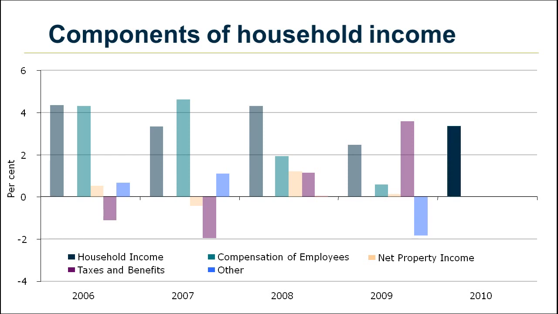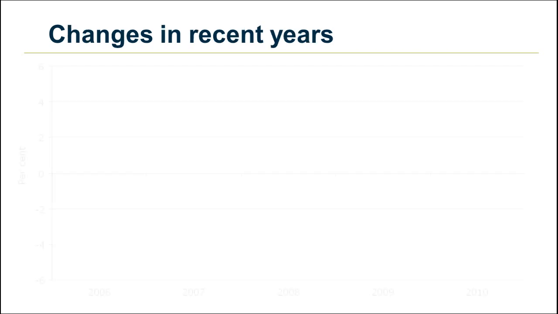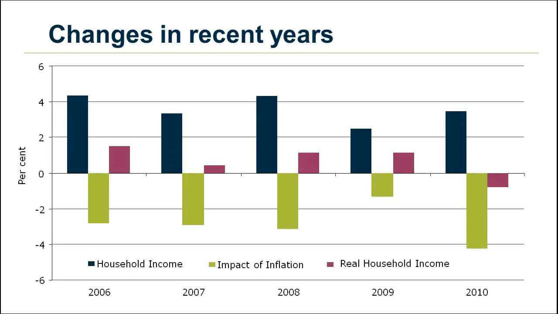In 2010, after the end of the recent recession, household income grew by 3.4%, higher than the growth in 2009. As the labour market started to recover, the contribution from compensation from employees increased, although it remained below pre-recession levels. The other components also increased, driven by increases in self-employment. The contribution from taxes and benefits was marginally negative. So going back to the previous chart, we can see that the main reason for the fall in real household income growth in 2010 was the strength in inflation.